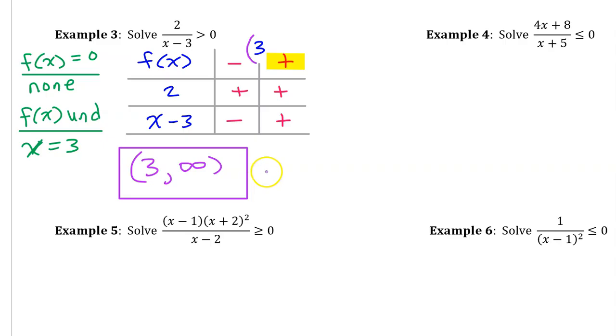Okay, one more time, and I don't have time to do this every time, but as an inequality, we would write x is greater than 3. So this is equivalent.